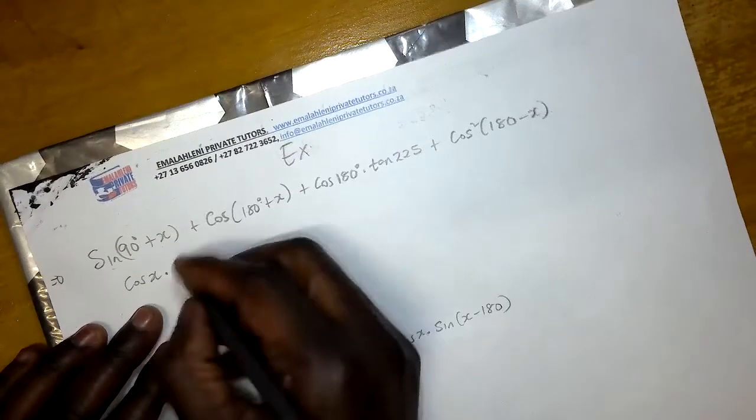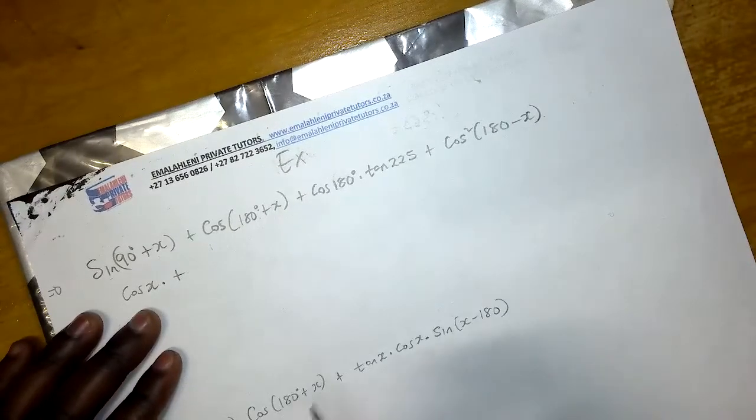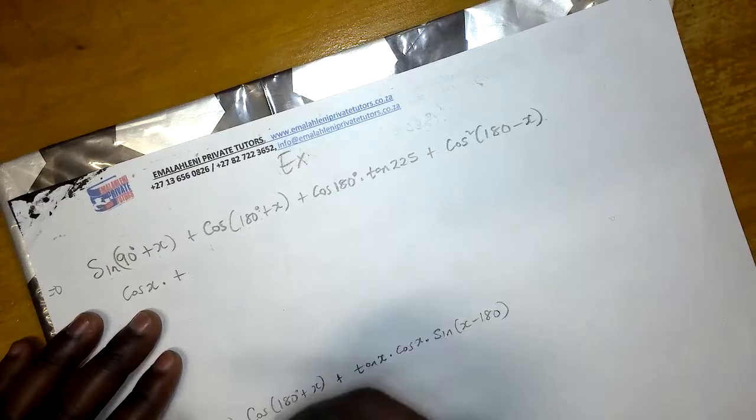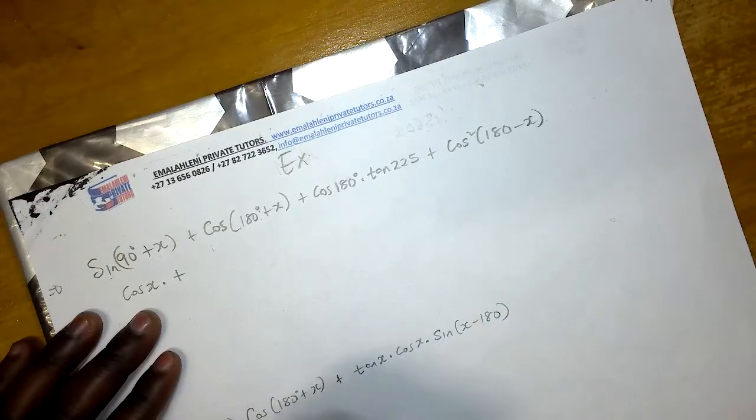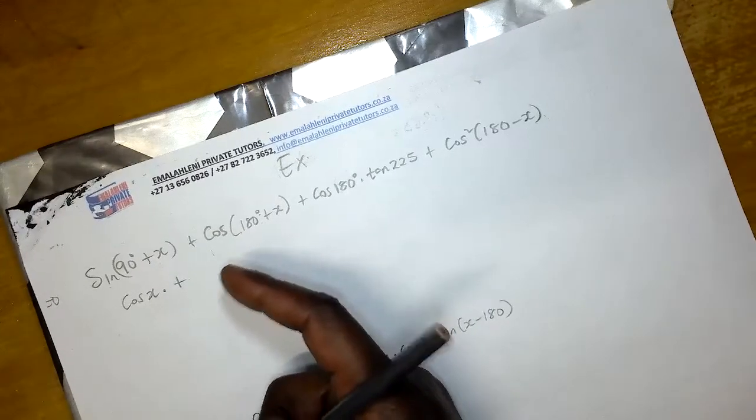Plus, what is cos of 180 plus x? We know that cos of 180 plus x is in the second quadrant. So what is the answer there? We know this, we have done it here.